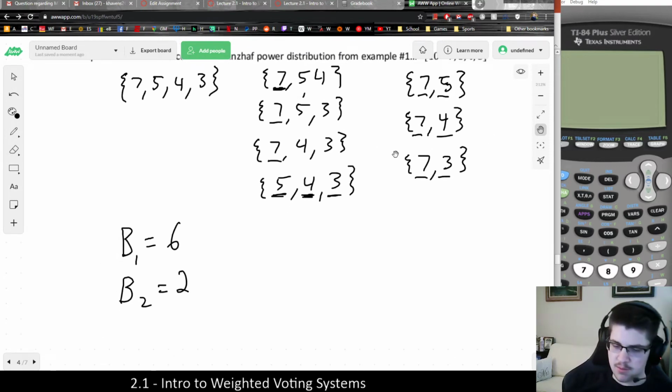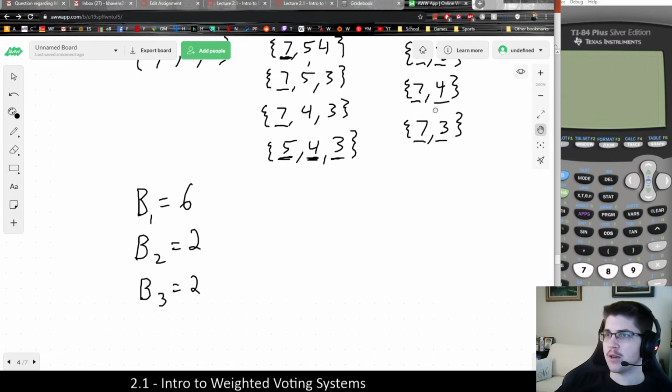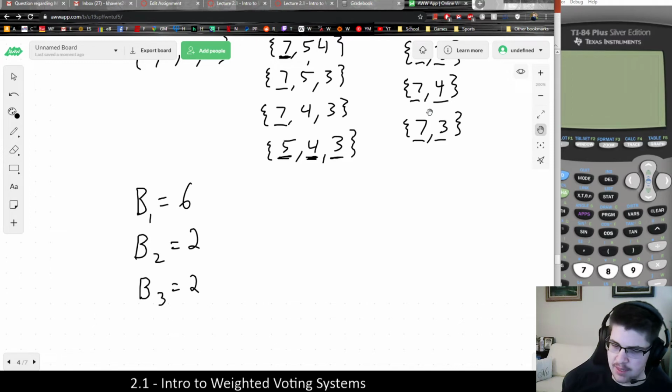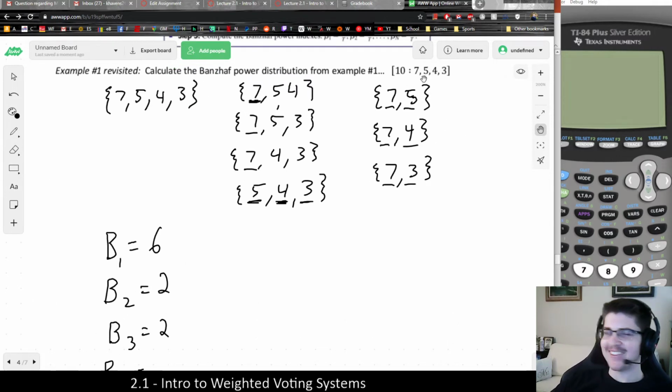The player with 4 votes, which we'll do as B sub 3. And B sub 4 would correspond to player 4, the player with 3 votes. And this is another confusing thing, is player 3 has 4 votes, while player 4 has 3 votes. So if you're dyslexic, you have to be very careful and make sure you're dealing with the correct numbers, which is a little frustrating sometimes.